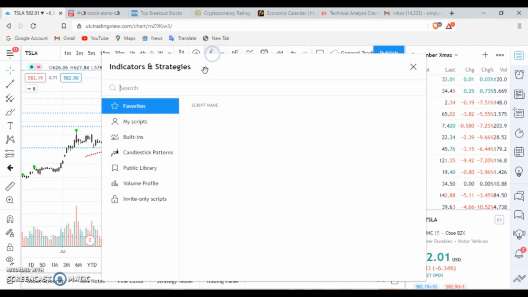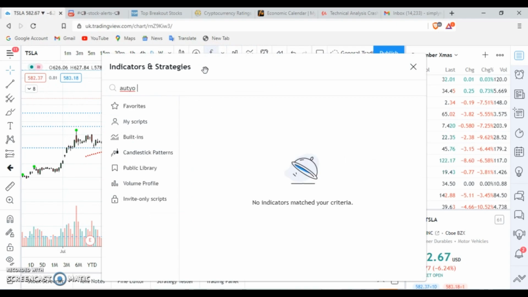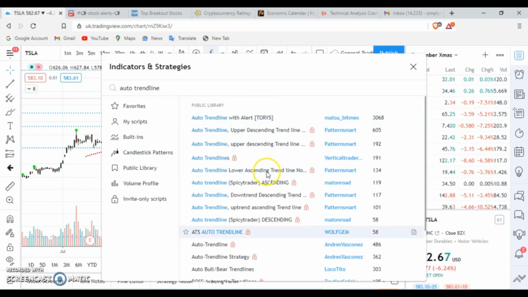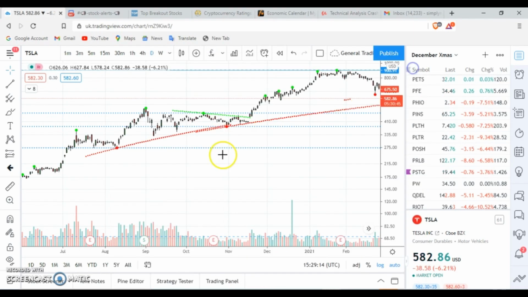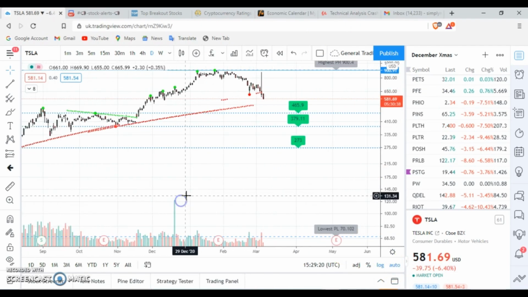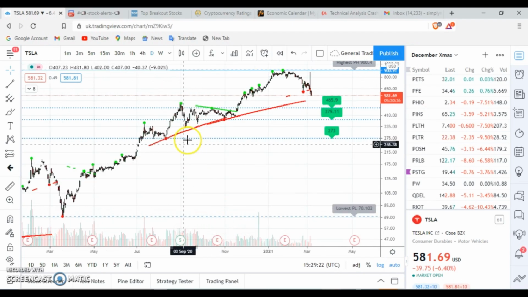There are also other trend lines which you can try. Just type in auto trend line, and quite a few trend lines will come up. Then you can start trying them yourself. But a lot of them tend to alter the chart, and then you have to drag around and stuff, and it's a waste of time. I find this one doesn't alter it, so I quite like this one. Also, you can see it with your own eyes anyway once you're quite experienced with it.